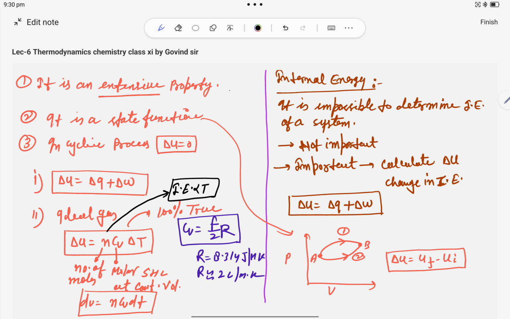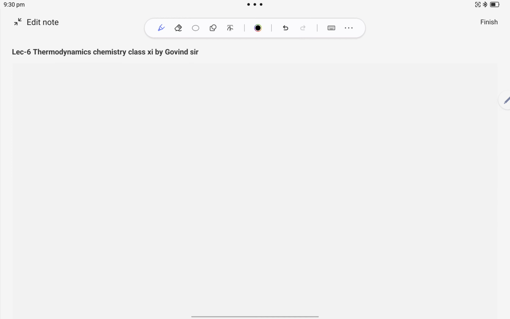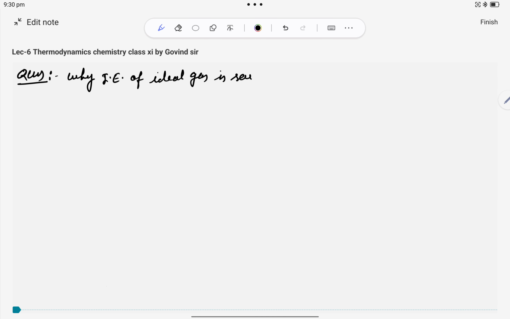Now I am erasing it and we will move to the next. So one question: why is the internal energy of an ideal gas said to be only kinetic energy? Why is the internal energy of an ideal gas said to be only kinetic energy?